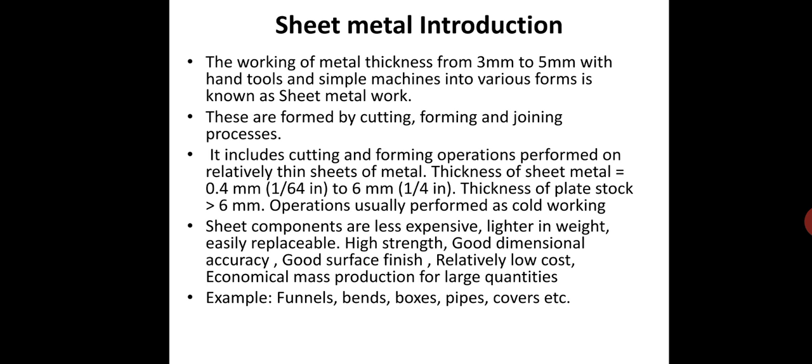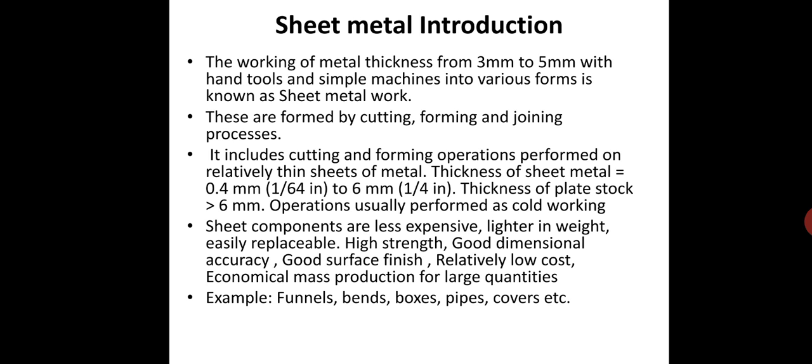Sheet metal components are less expensive, lighter in weight, easily replaceable, high strength, with good dimensional accuracy, good surface finish, relatively low cost, and economical for mass production in large quantities. Examples: funnels, bends, boxes, pipes and covers.